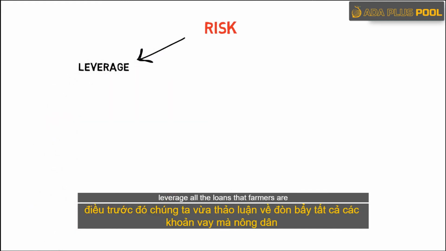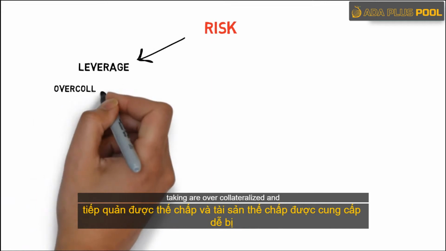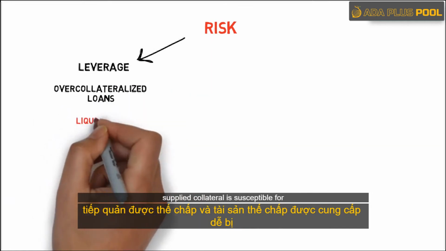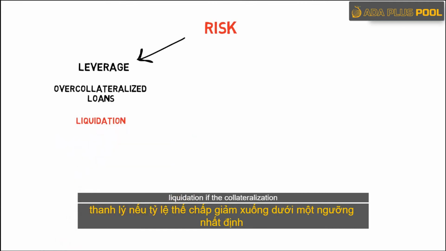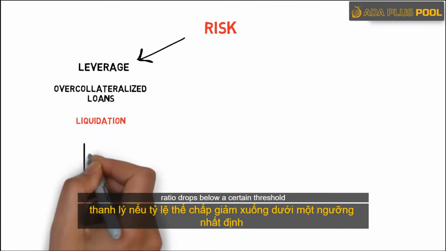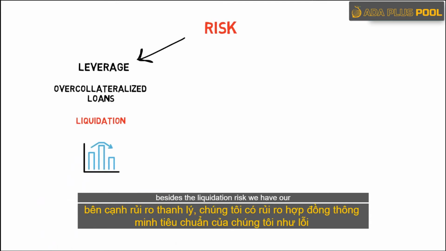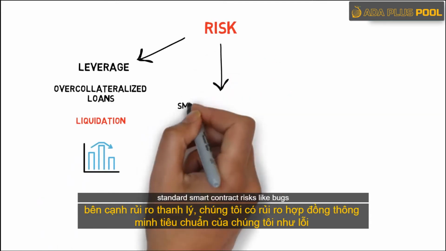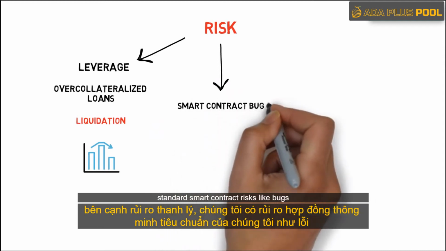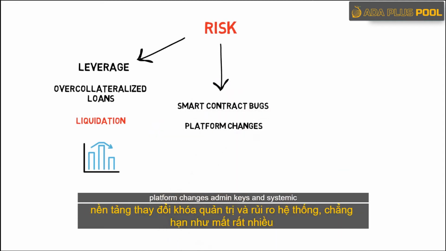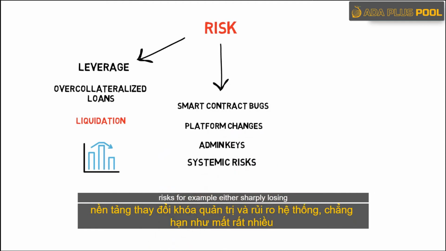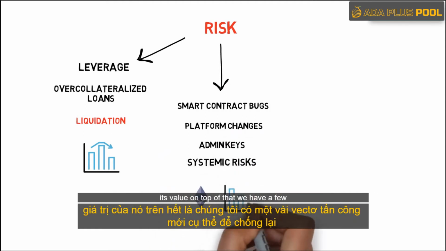All the loans that farmers are taking are over-collateralized, and supplied collateral is susceptible for liquidation if the collateralization ratio drops below a certain threshold. Besides the liquidation risk, we have our standard smart contract risks like bugs, platform changes, admin keys, and systemic risks, for example, Ether sharply losing its value.